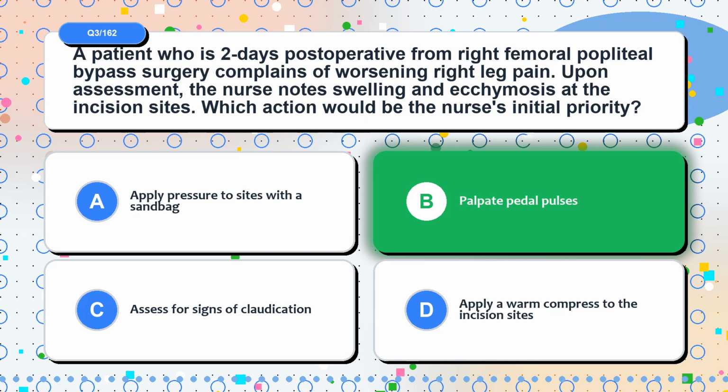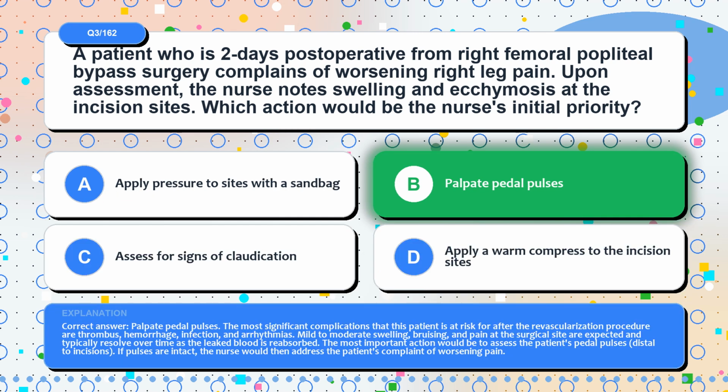The correct answer is option B. Palpate pedal pulses. Correct answer. Palpate pedal pulses. The most significant complications that this patient is at risk for after the revascularization procedure are thrombus, hemorrhage, infection, and arrhythmias. Mild to moderate swelling, bruising, and pain at the surgical site are expected and typically resolve over time as the leaked blood is reabsorbed.